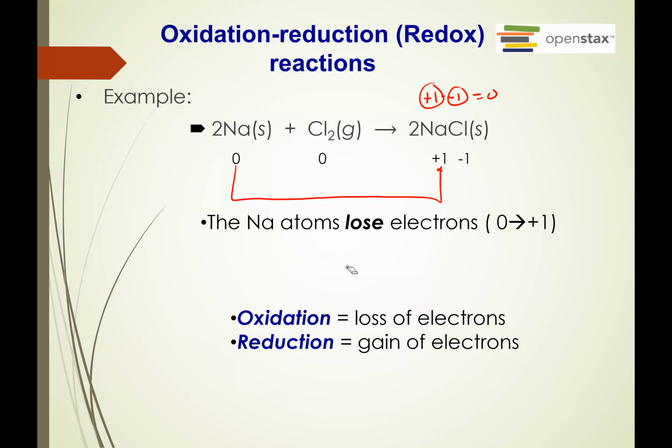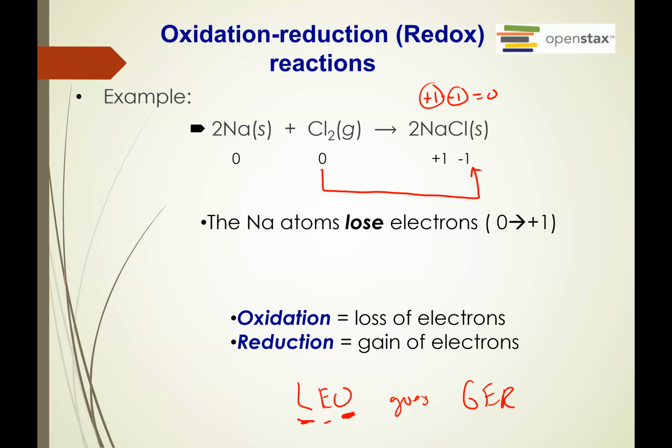So it lost electrons. And remember, LEO goes GER. So if we lose electrons, that means sodium is oxidized, because lose electrons, oxidized. So sodium was oxidized. And now if we look at chlorine, it went from a 0 to a -1. So chlorine became more negative, and when chlorine became more negative, it gained electrons. So chlorine was reduced, and sodium was oxidized.